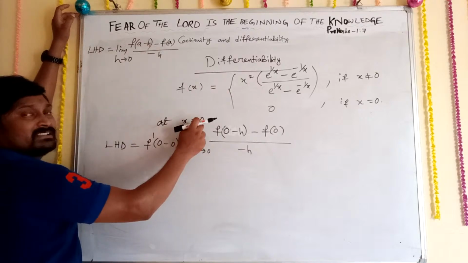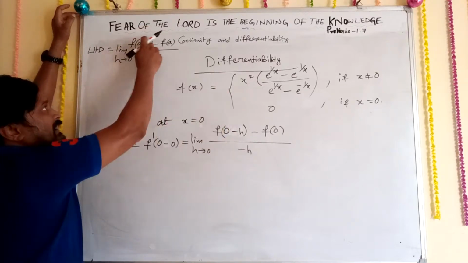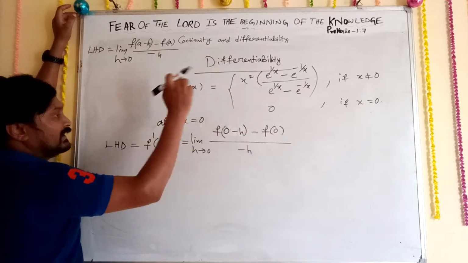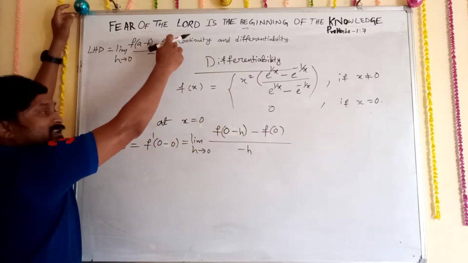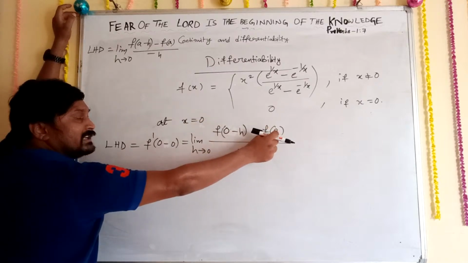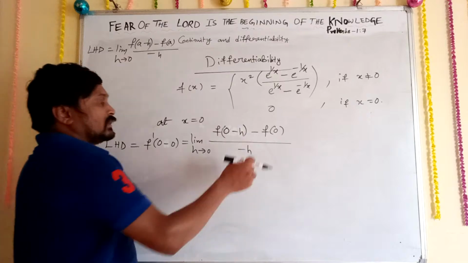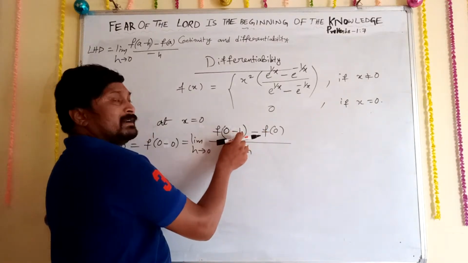A plus what is here? 0. So wherever a is there, substitute 0. So here a minus h is 0 minus h. Next, here it is f of a. A means here 0. That's what we wrote here as 0 upon minus h. So now what I need to do? So now first here f of 0 minus h.